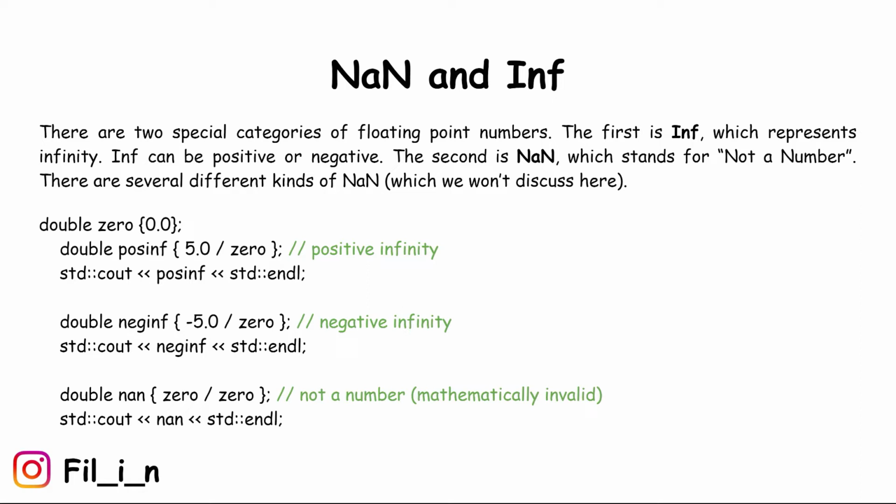double zero = 0.0. double posinf = 5.0 / 0, positive infinity. std::cout << posinf << std::endl. double neginf = -5.0 / 0, negative infinity. std::cout << neginf << std::endl. double nan = 0 / 0, not a number, mathematically invalid. std::cout << nan << std::endl.